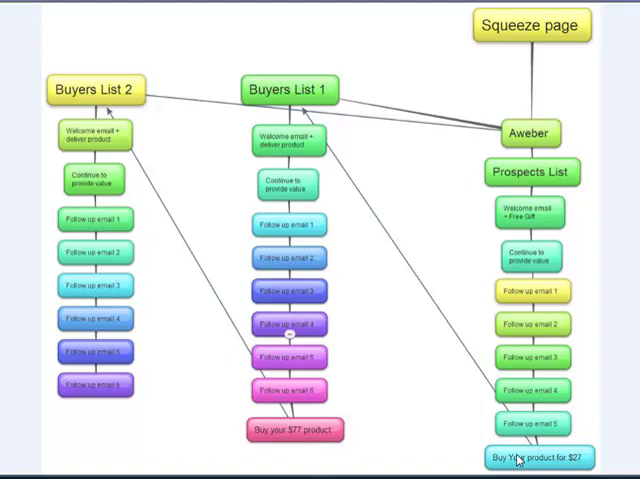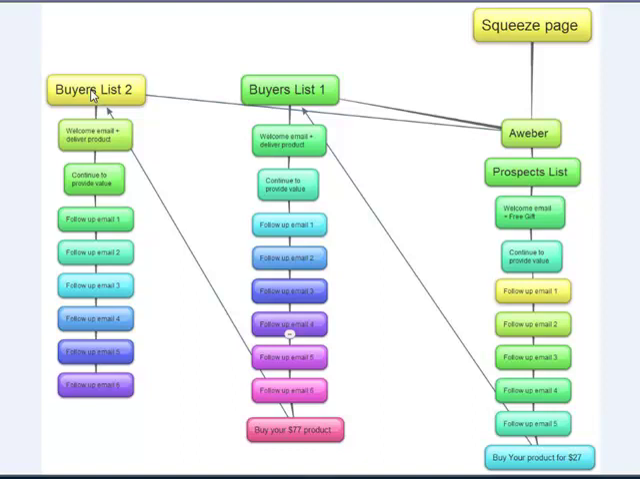After they've purchased your low price product, as I said earlier, they then get transferred to your buyers list, and then they go through your emails, and then if they buy your second product, which is maybe at $27, they then get transferred to buyers list number two. So all of the customers in your buyers list number two have purchased your first product and your second product. So your buyers list number two are going to be your most valuable customers.